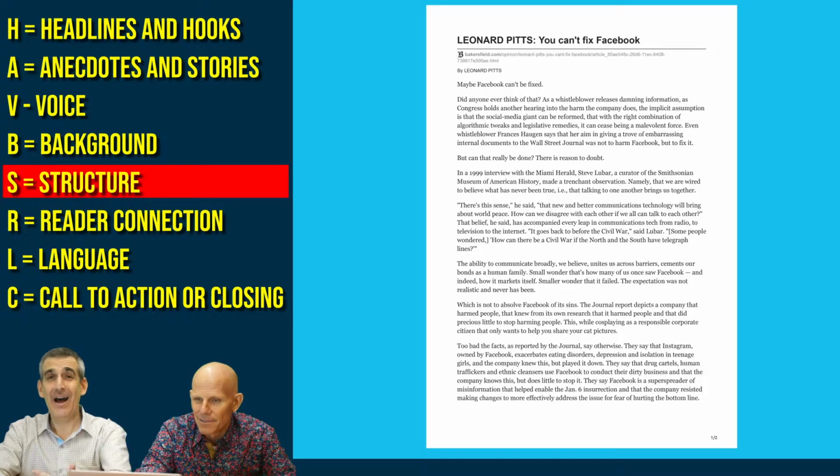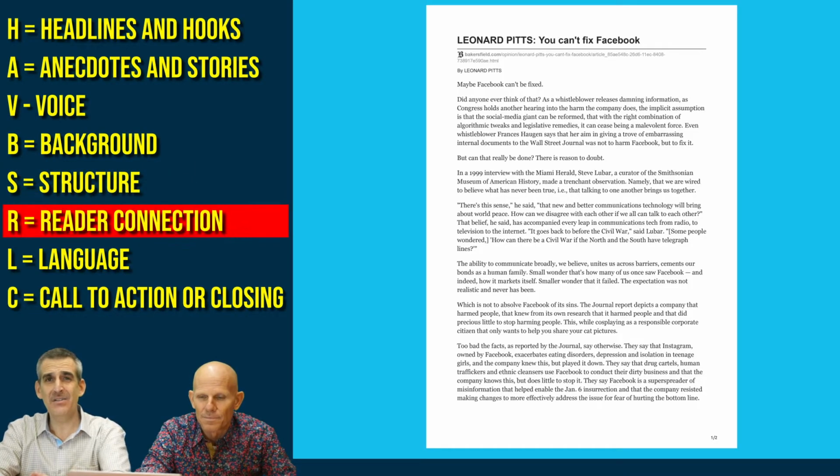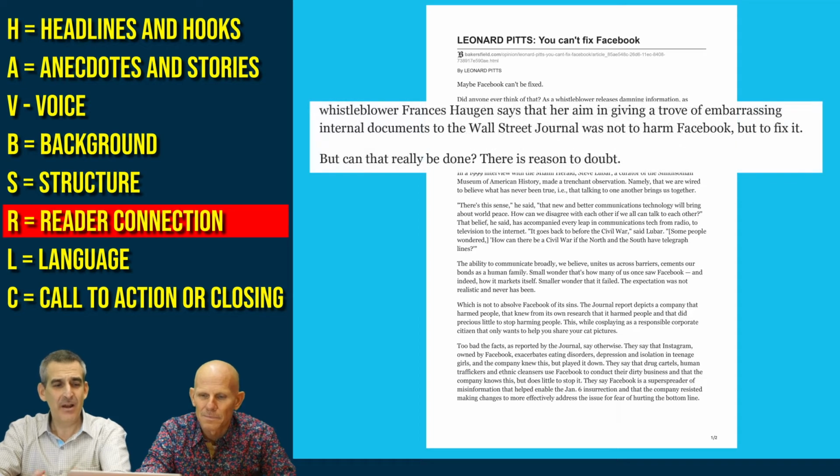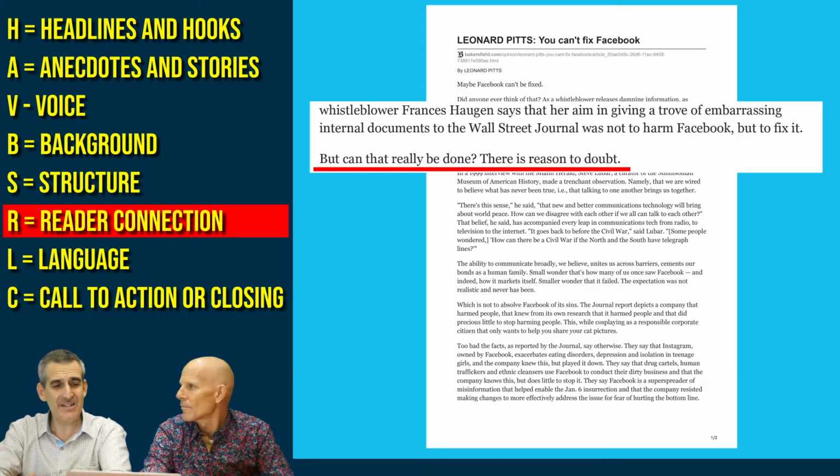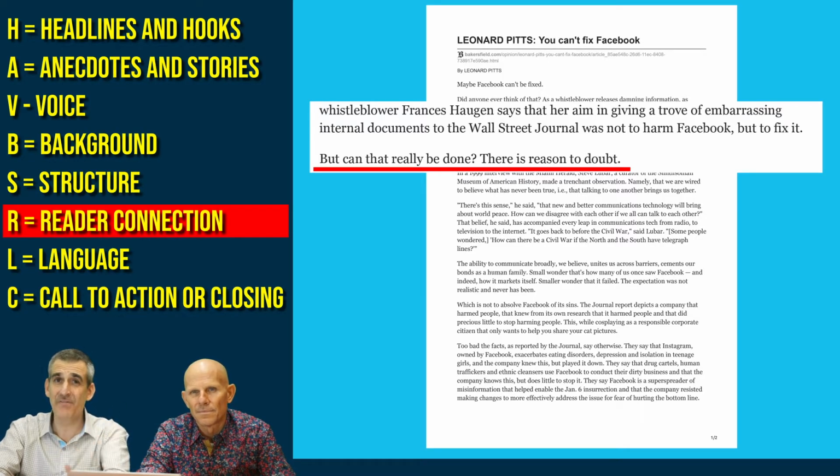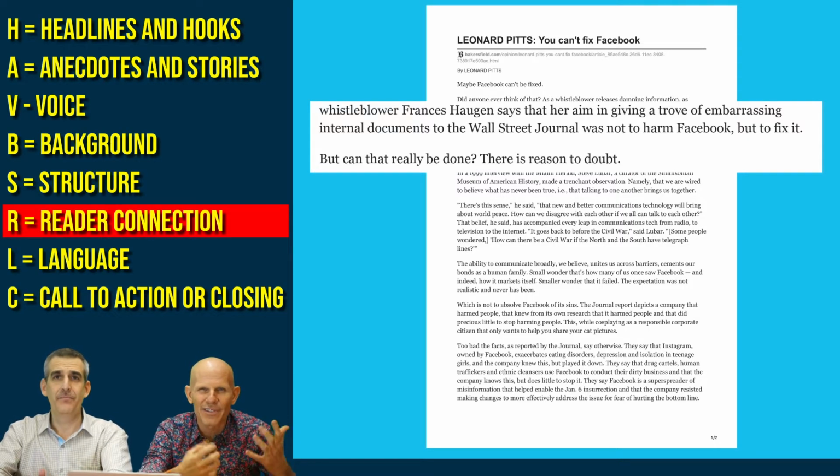That was incredible. Something I noticed in the text, I noticed the R, of course, is the reader connection. And when talking about Facebook and its ability to fix itself, he asks the rhetorical question. He says, but can that really be done? But he answers it and says, there is reason to doubt, which of course means this is an example of hypophora rather than rhetorical question. He asks the question, then answers it for you. Yeah, so anytime he's asking questions, he's asking us as readers.